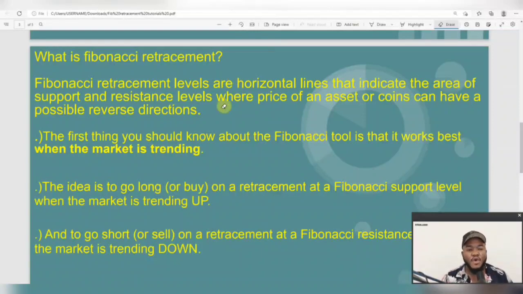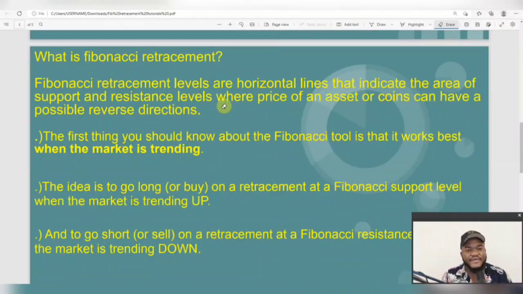Let's say a coin is trending up, and a retracement happens. We already know that this coin is on a long trend. But in trading, a coin cannot just move straight up without retracement. There must be a retracement. So we use Fibonacci levels to plot out those retracement levels where the continuation of that trend will start.